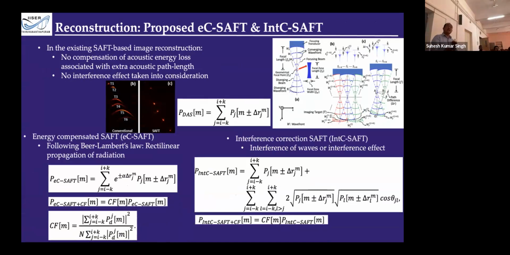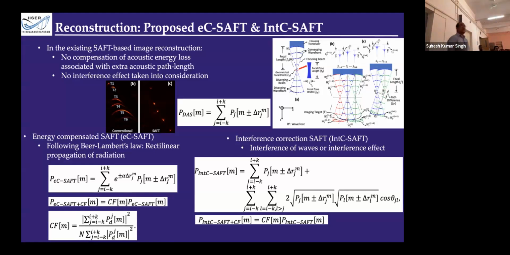Okay, and another thing was that when they are summing up, they are summing up as a scalar quantity, but this is an acoustic wave. This is a wave, so there is no coupling term over here. They didn't consider that; they summed up just the intensity, not as a wave. So the interference effect was not taken into account. So why should we not take into account the energy loss and the interference phenomenon? With this, whether we can improve it.